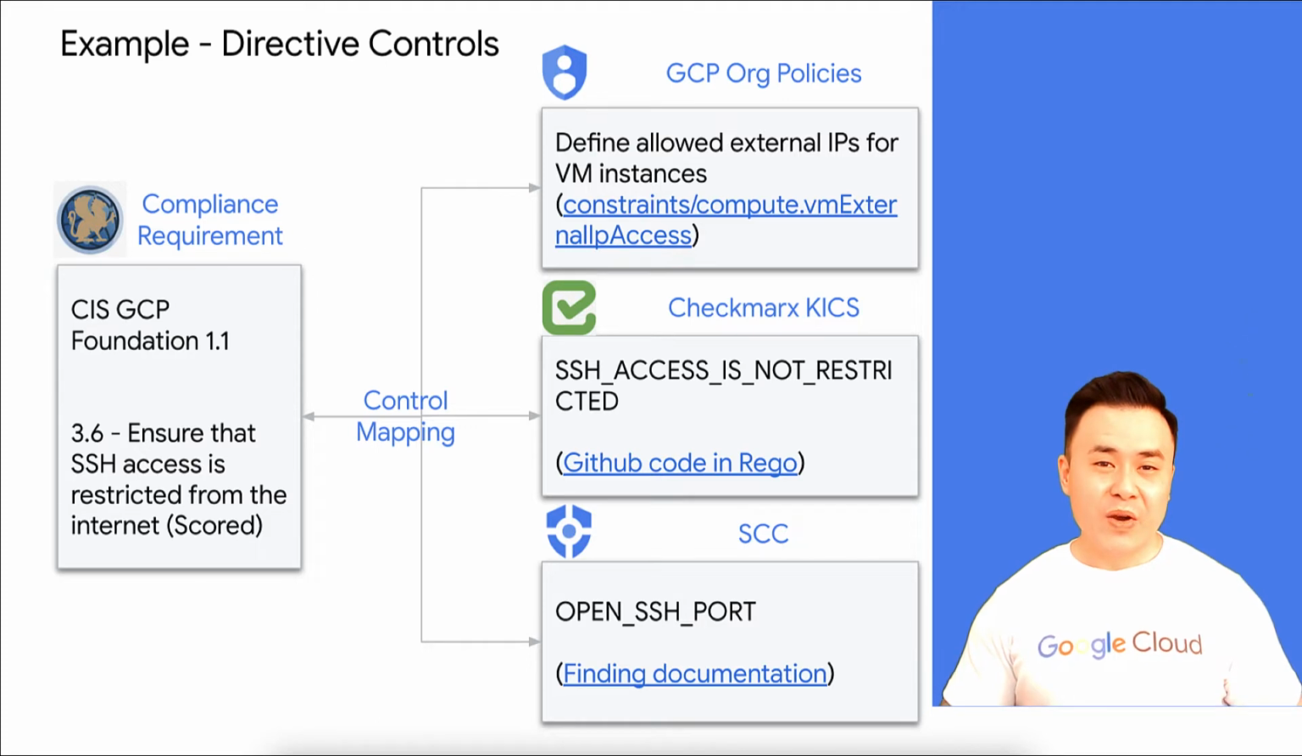Second place, we're going to use KICS from Checkmarx to run a security scan against our Terraform code, looking for if we are trying to implement any Terraform code to build a firewall that's insecure. Third place, we're going to leverage Security Command Center to continuously look for if we have any open SSH firewall rule existing in our GCP environment.